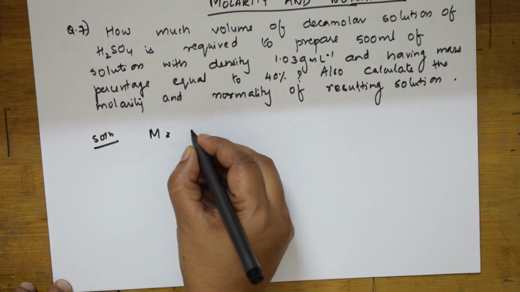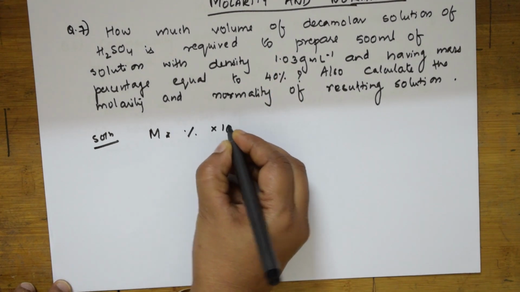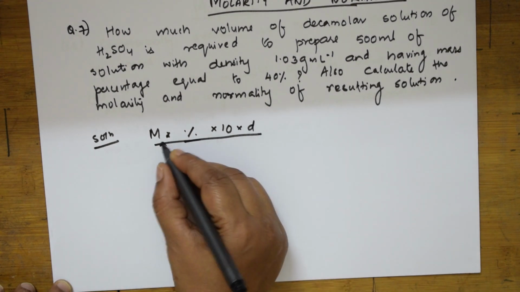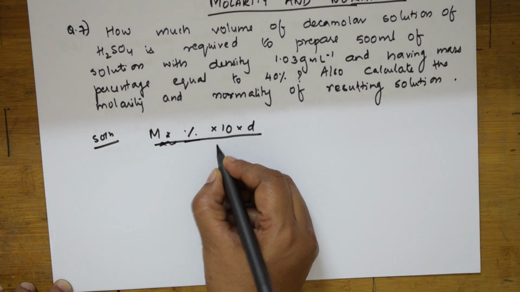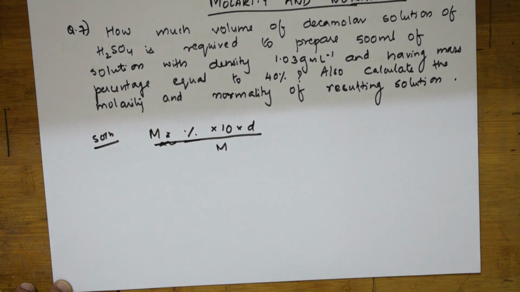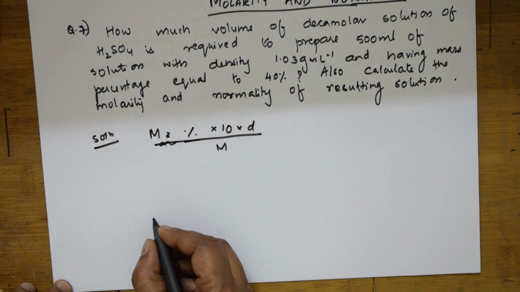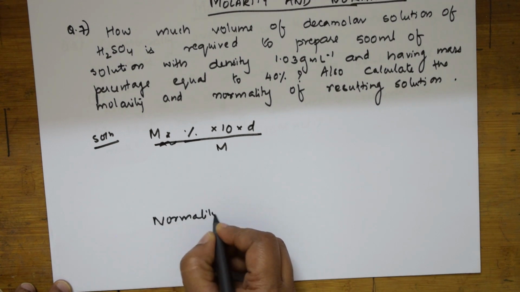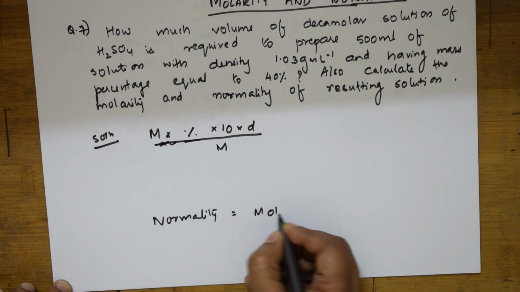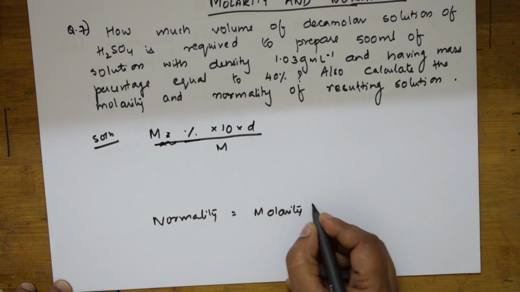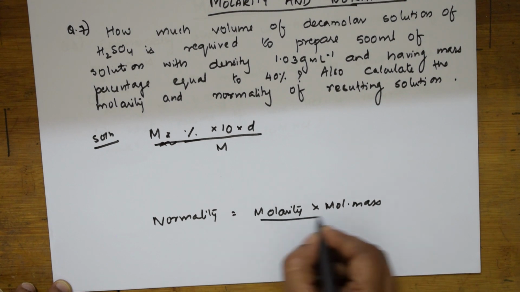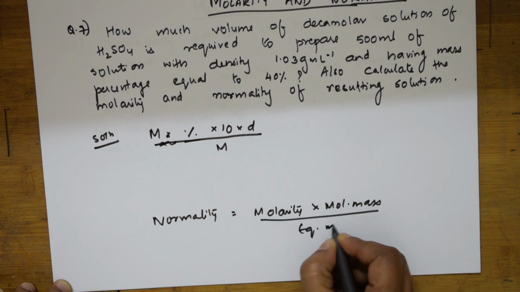What is that? Molarity is equal to percentage into 10 into d divided by the molar mass, which gives the molarity of the given sulfuric acid. Fine. The second one, when I have to speak about normality, the formula is molarity into molecular mass divided by equivalent mass. This is one more formula.